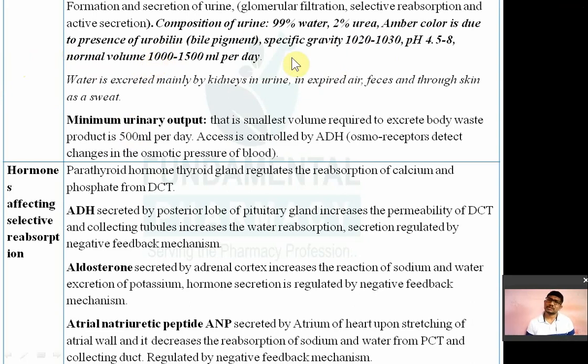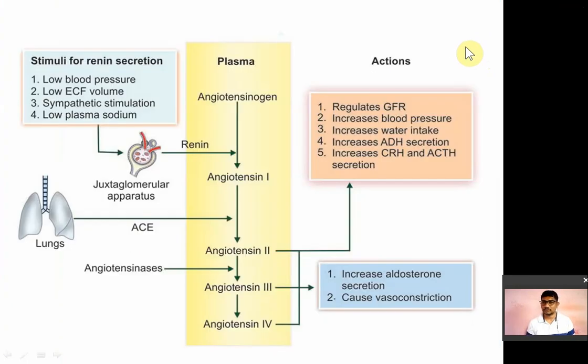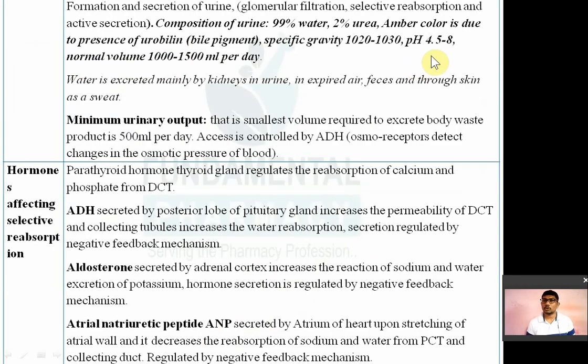Now what is the specific gravity of urine? It is around 1020 to 1030. That is the specific gravity of urine. And what is the pH of urine? The pH of urine has already been asked 2-3 times. It is around 4.5 to 8. Okay, it is around 4.5 to 8, the pH of urine.